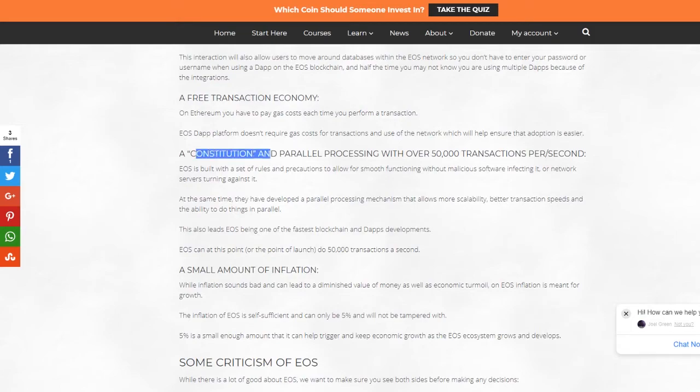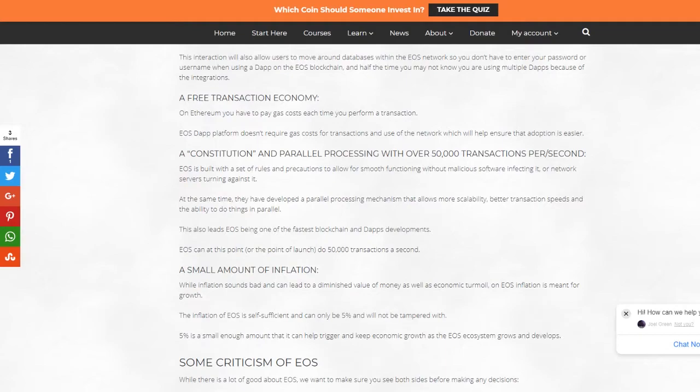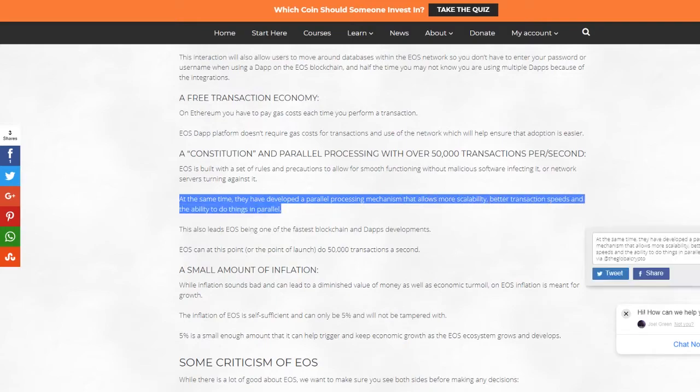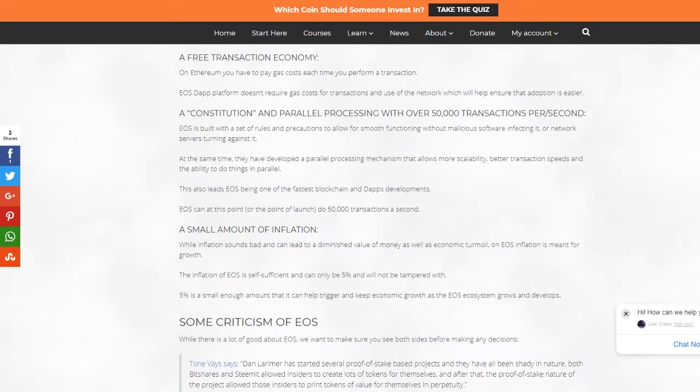And there's a constitution, which is quite interesting. EOS is built on a set of rules and precautions to allow for smooth functioning without malicious software infecting it or network servers turning against it, which is quite interesting actually. And at the same time, they have developed a parallel processing mechanism that allows more scalability, better transaction speeds, and the ability to do things in parallel, as mentioned up here, where the dApps can work together on the same network.